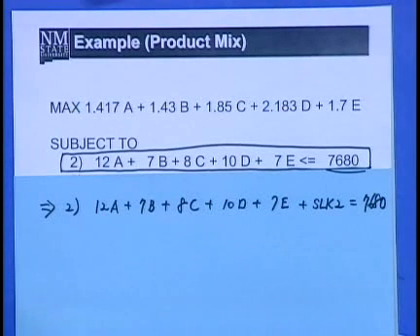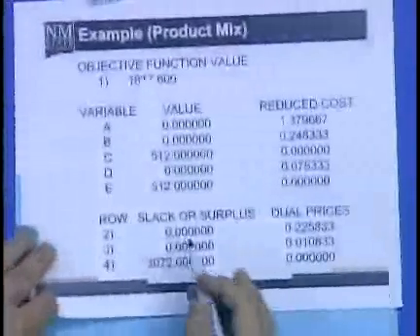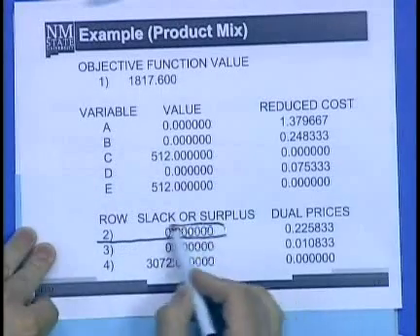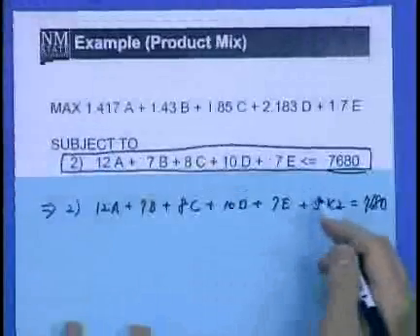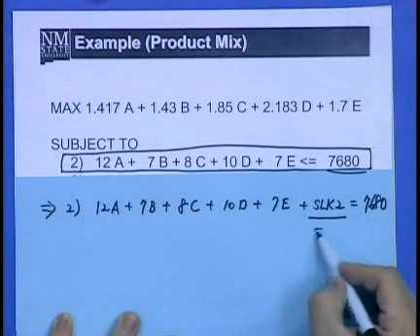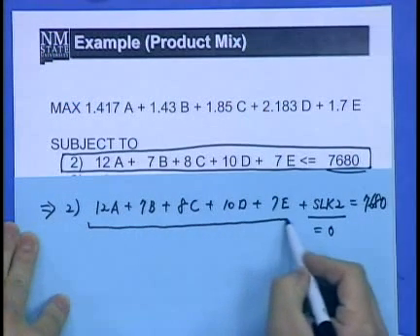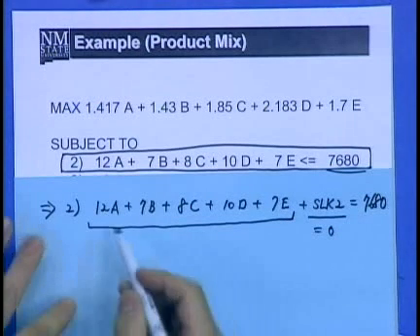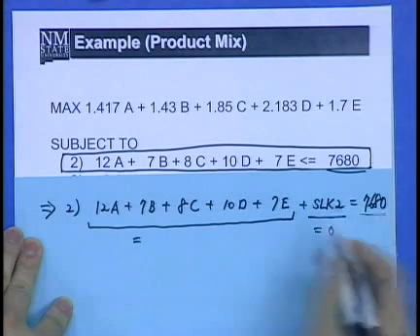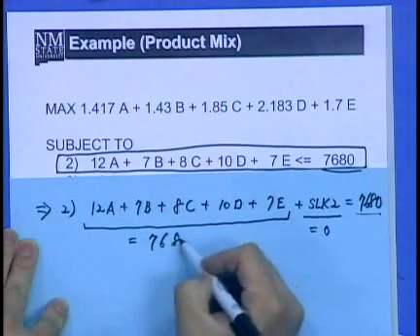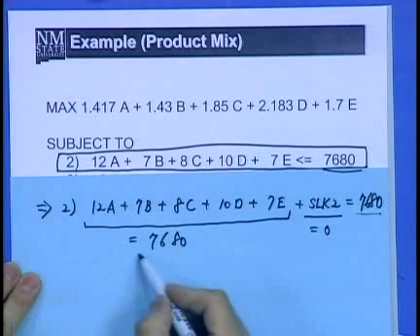And the current solution for slack 2 is 0, right, from the window. So this value is 0, which means the summation of all other terms should be the same as the right-hand side value, right? 7,680. Is that correct? These are the current solution, right?